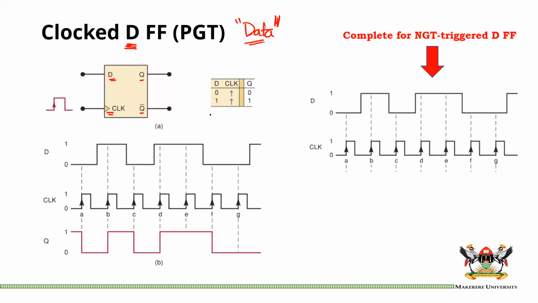The truth table here is very easy. When you have a 0 at the output and you give a positive going transition, in this case it is a PGT, you're going to get a 0. If you have a 1, you're going to have a 1.